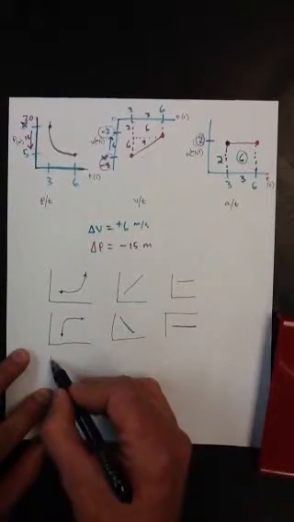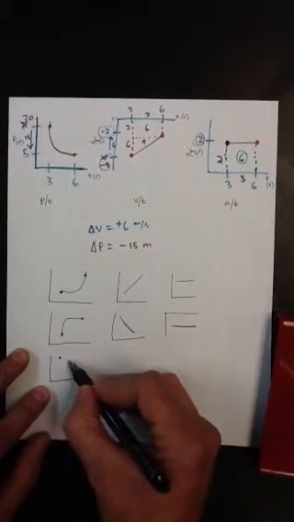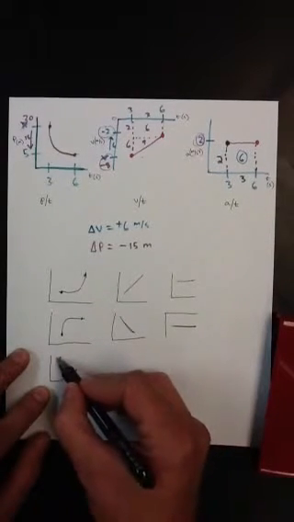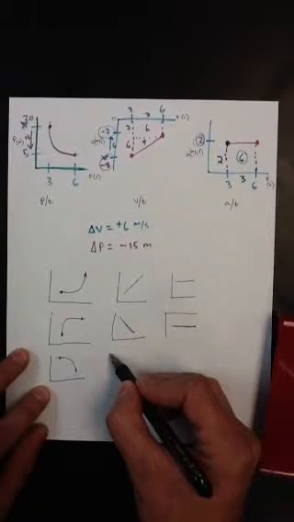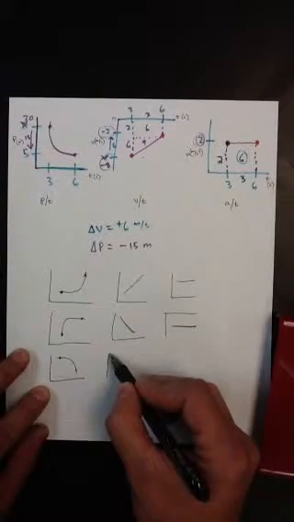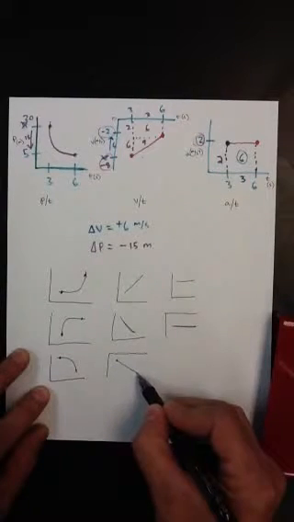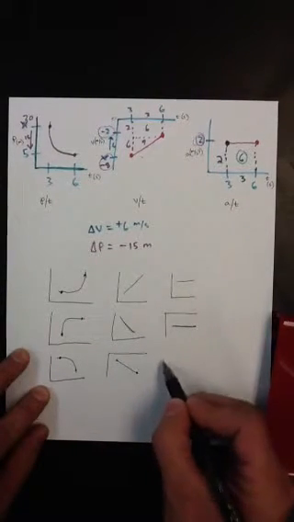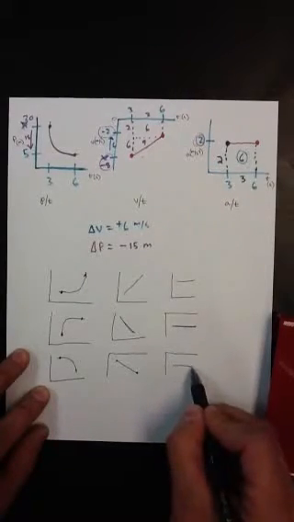The last scenario that we didn't discuss would be moving in the negative direction, but in this case speeding up in the negative direction. That would give me a velocity time graph that is in the negative region, but I would be speeding up in the negative direction, going away from the axis, and that would also give me a negative acceleration.